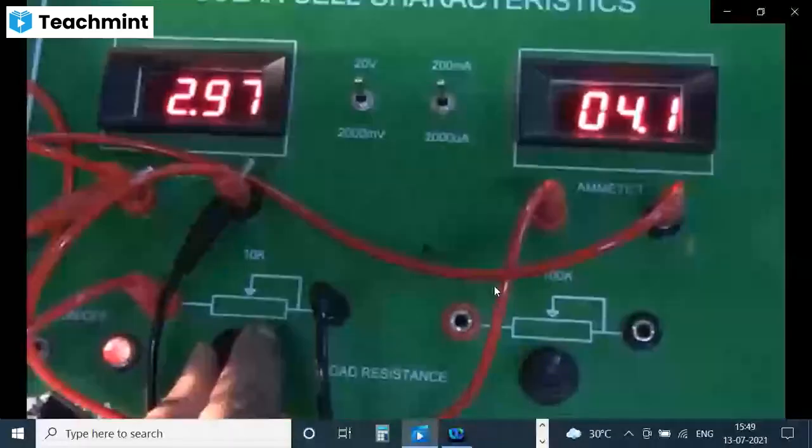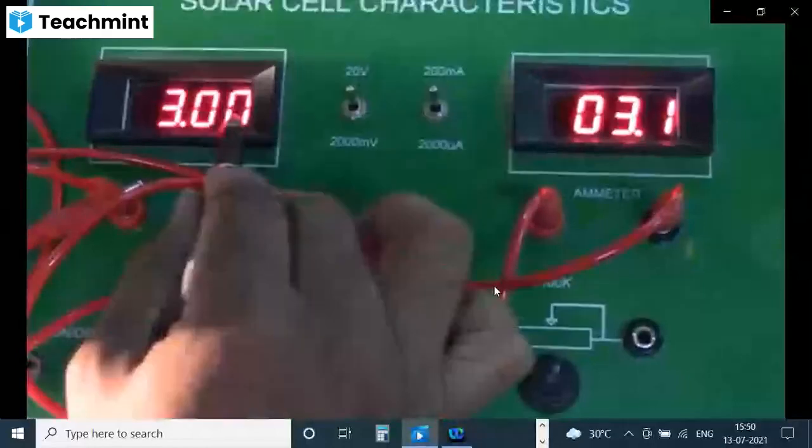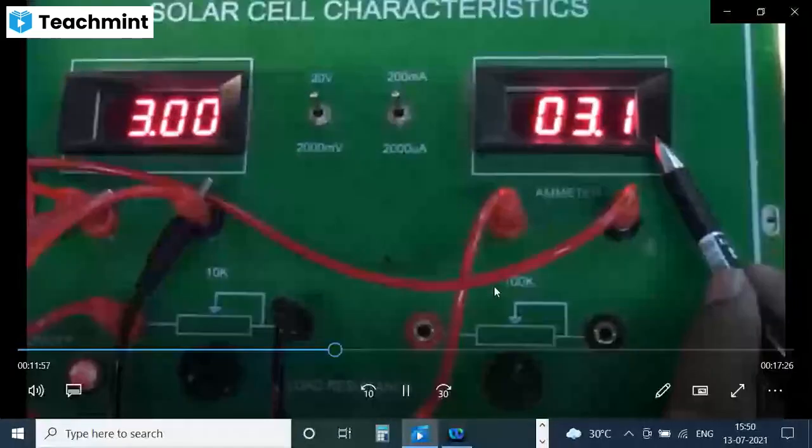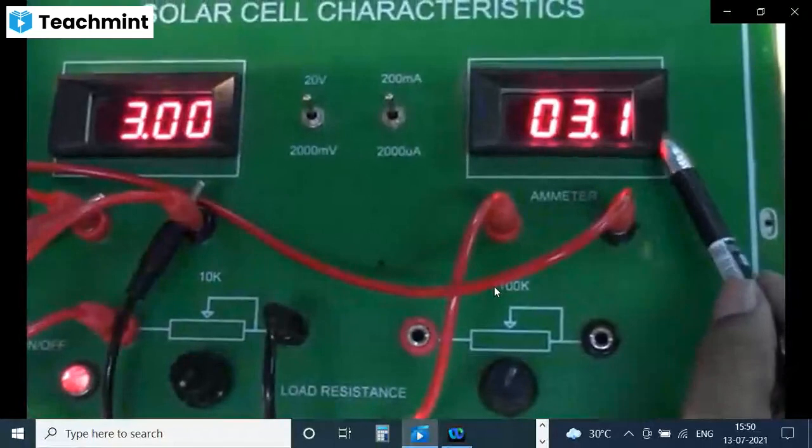So I am successful to get 3 volts in the voltmeter. So 3 volts is the voltage. Now at this voltage, what is the current? You see, students, current drastically decreases. It reduces to 3.1 milliamperes.